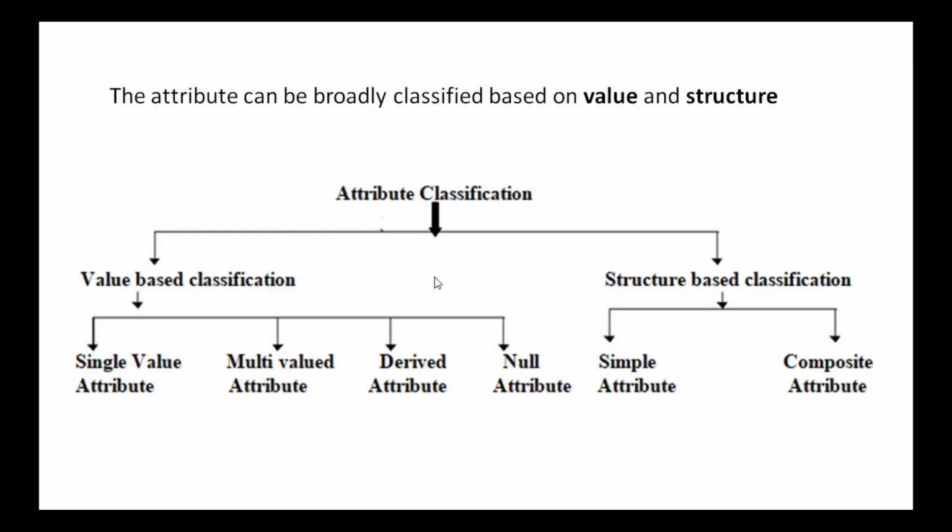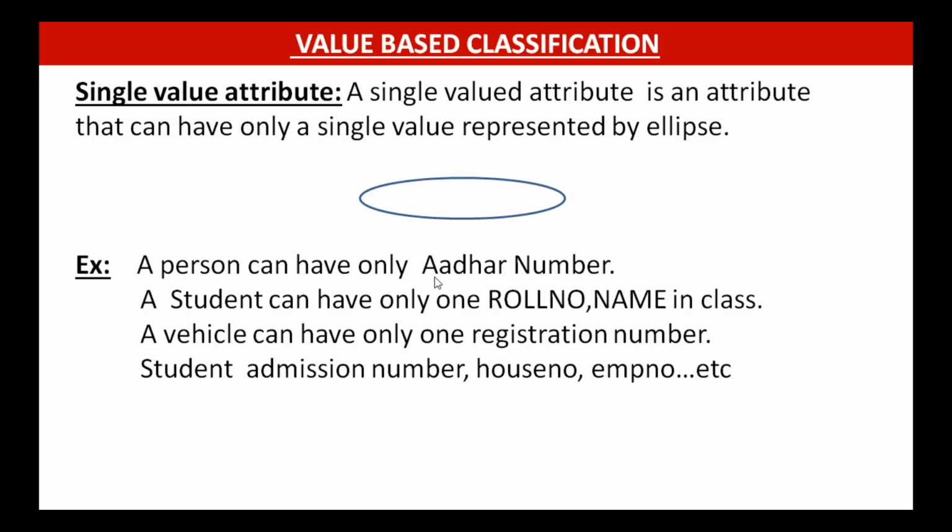The attributes can be broadly classified into values and structures. Just see this diagram, attribute classification. Attributes are classified based on the value and also the structure. Based on the values, the attributes are classified into several types: single valued attribute, multi-valued attribute, derived attribute, and null attribute. Coming to the structure based classification, the attributes are further classified into two types: simple attribute and composite attribute.